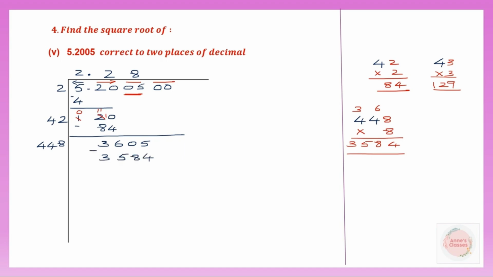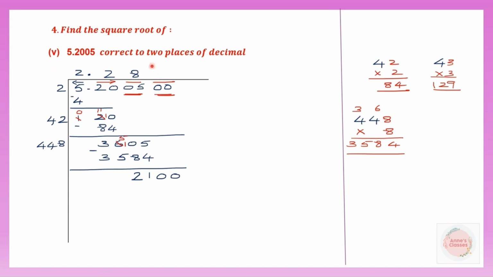Now subtract: 5 minus 4 is 1. Now I need to borrow from here. So this is 5 and this is 10. 10 minus 8 is 2. Bring down the next pair, that is 2 zeros. So let me write 2 zeros here. So this number now becomes 2100.